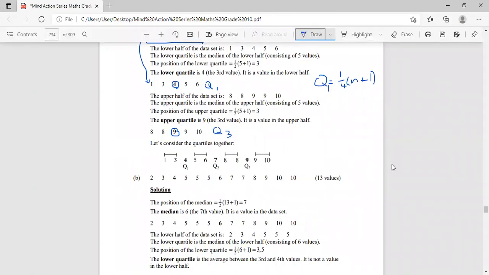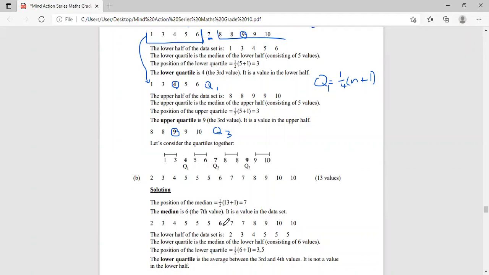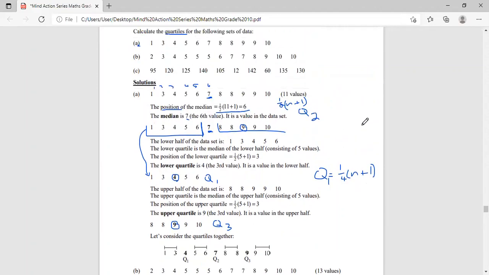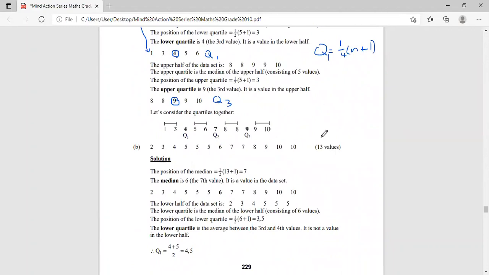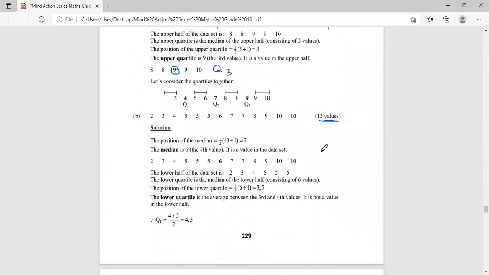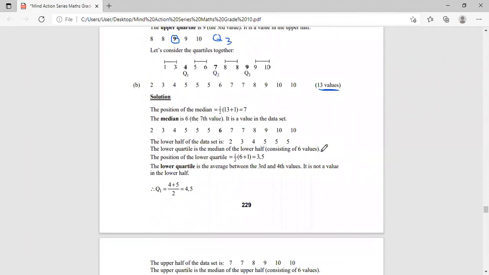Okay, sharp. Number 2 is pretty much the same thing. Okay, it's not the same thing. We can see here the data was odd, and then we also have an odd data set here. But now, after getting Q2, that's the first step.